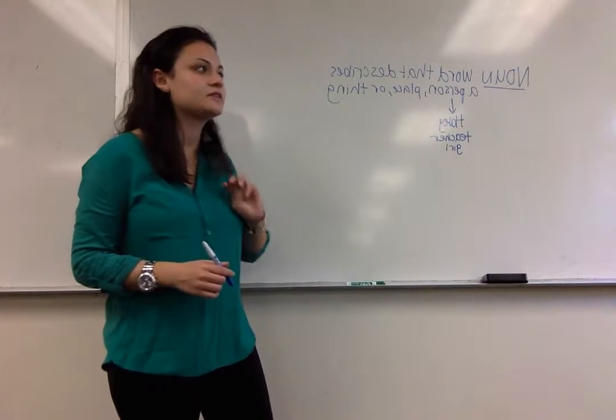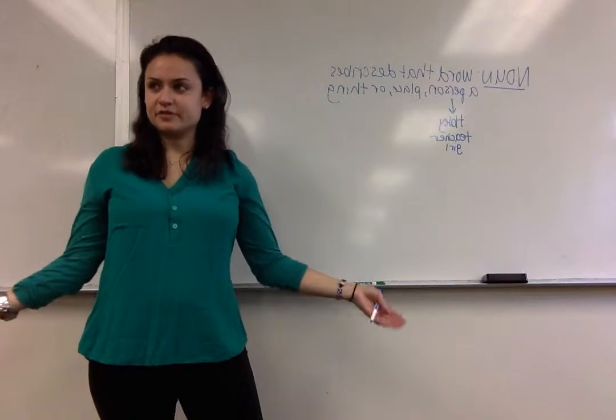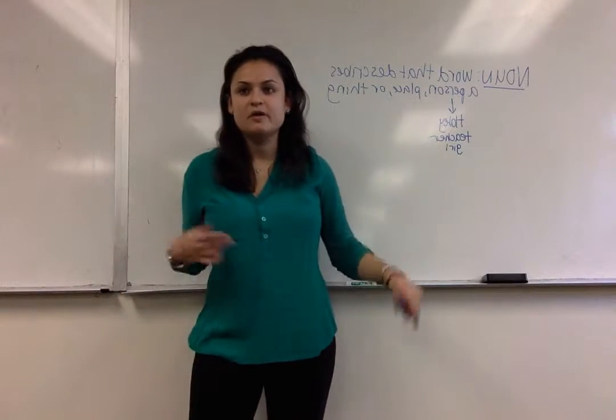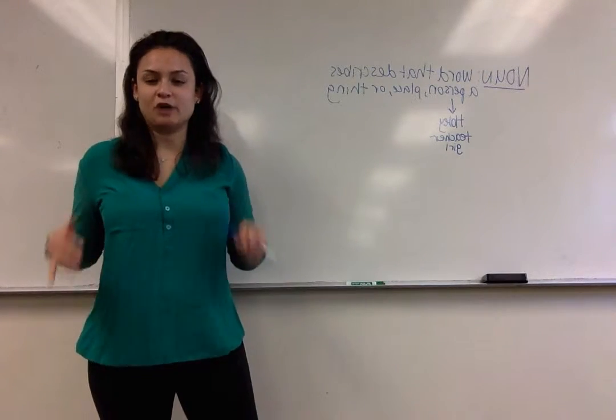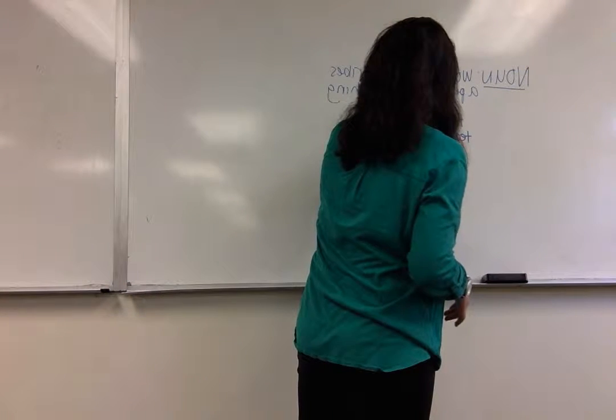Okay, so let's think of some nouns that would describe places, right? Words to describe places. Right now, we're in our school. We're in a classroom, right? That's what we're sitting in, the room that we're sitting in. We call it a classroom. That's the noun that we use to describe our setting. So let's write that down. We have classroom.